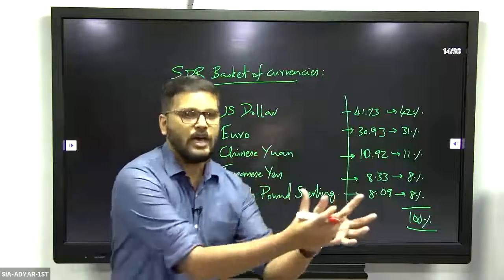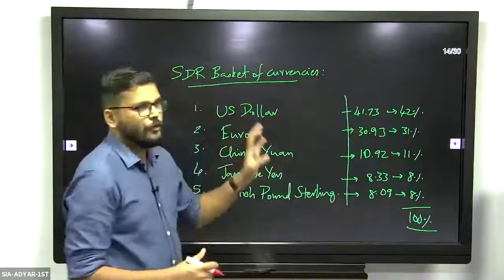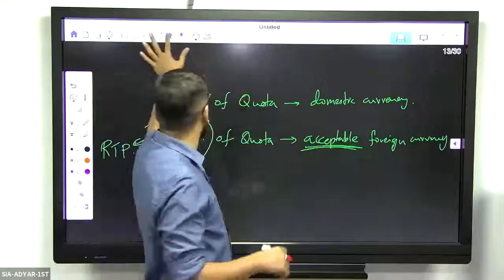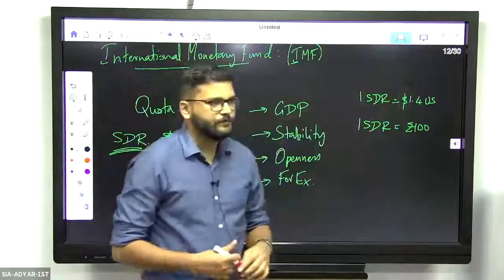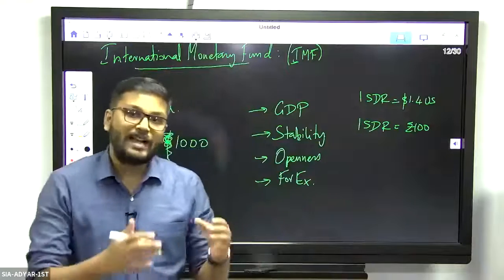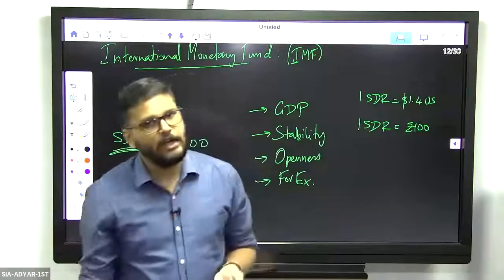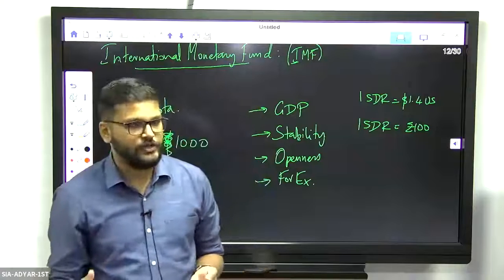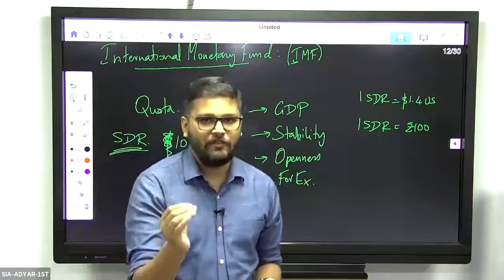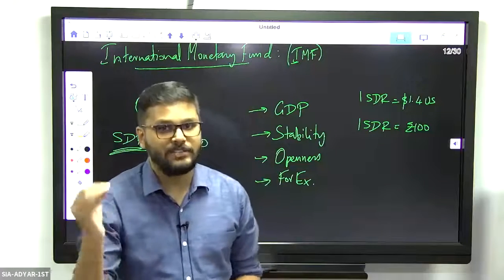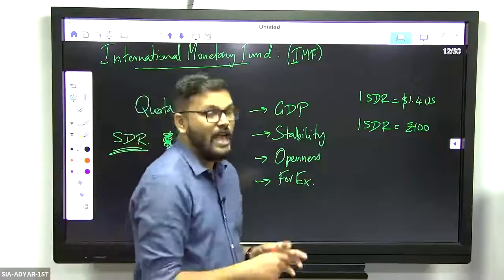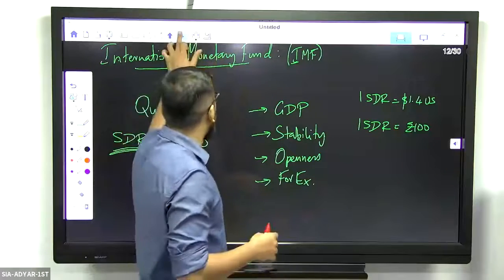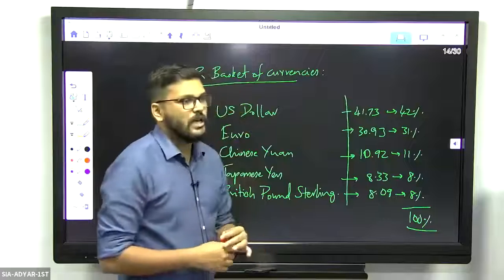The value of SDR is determined based on this set of currencies. It is based on these currencies that this sort of an exchange rate is arrived at. So as the value of the dollar changes, the value of SDR also changes. As the value of the euro changes, the value of SDR also changes. So globally relevant, stable, accepted currencies which are predominantly used in international trade are what are put under the SDR basket of currencies.